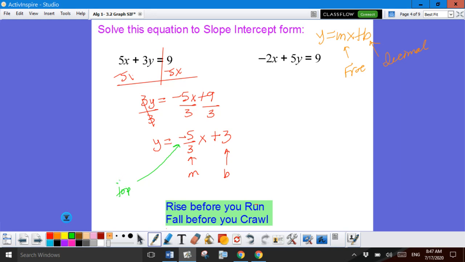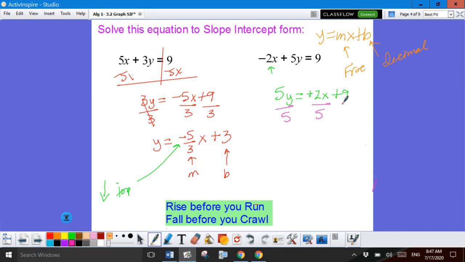Okay? Negative on the top, because that tells me that in this case, I'm actually going down because it's negative. All right, now let's look at the other one. And I'm going to do kind of a little shortcut here. I know I need to move the 2x, so I know it needs to be positive. So 5y equals, and I'm just going to go ahead and write that as a positive 2x plus 9 just to kind of keep my head around that right now.